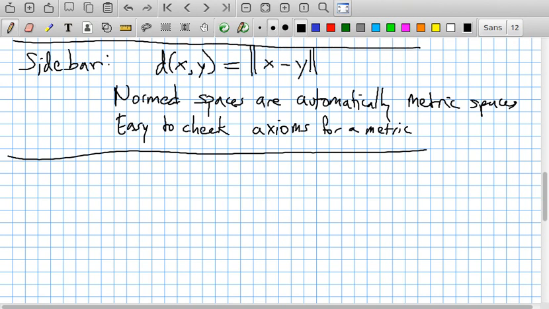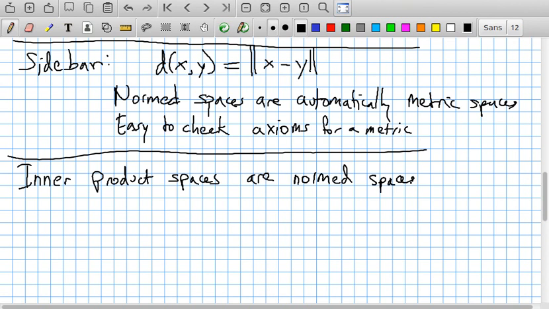Okay, so whenever you've got a norm floating around, you can talk about distance. Now, I just made the comment that inner product spaces are normed spaces. Oh, really? Well, let's see here. In particular, inner product spaces are normed spaces with a specific natural norm.